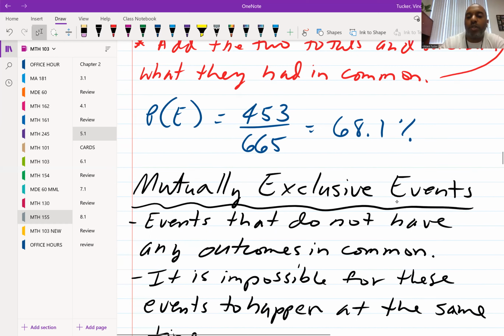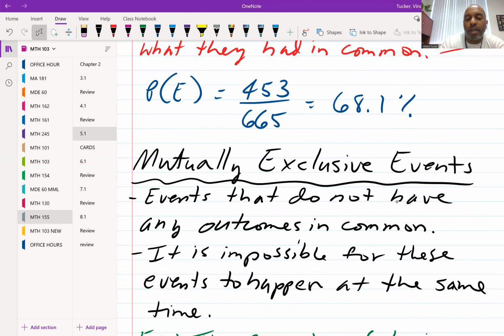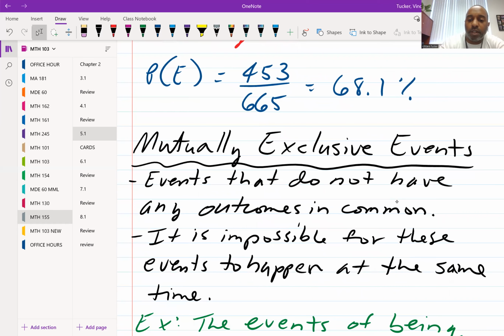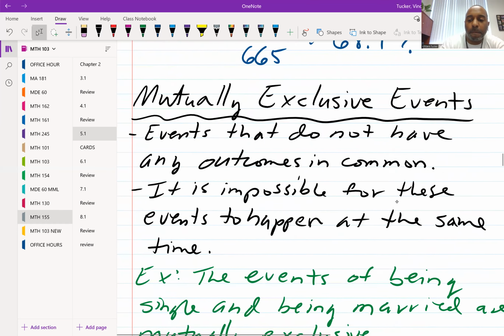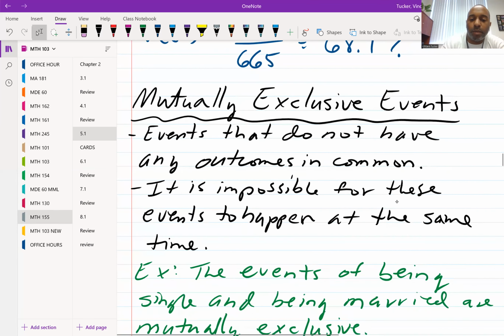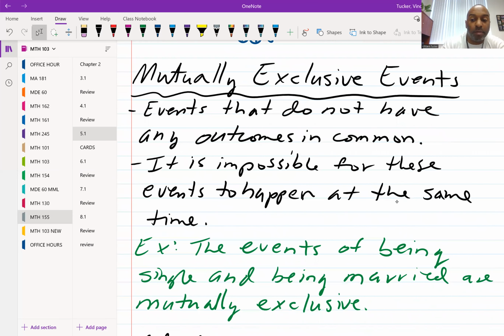All right, so mutually exclusive events. These are events that do not have any outcomes in common. They're mutually exclusive. It is impossible for these events to happen at the same time. So it goes back to what I was saying about being single and being married. It's impossible to be single and married at the same time. They are considered mutually exclusive.